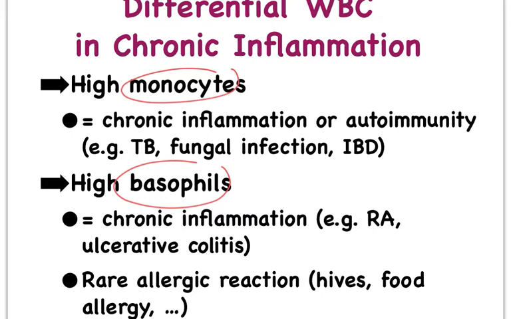For instance, people who suffer from rheumatoid arthritis might see an elevated basophil count. Basophils are very rare in our blood. When we compare all white blood cells, the basophils make up the lowest number of all white blood cells. So it's easy to recognize when they're elevated. IBD, by the way, stands for inflammatory bowel disease.